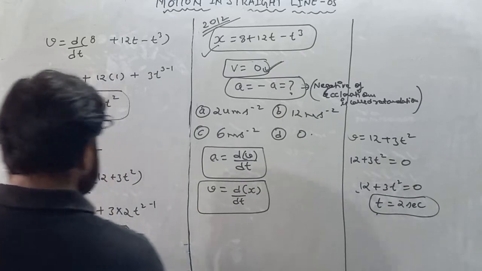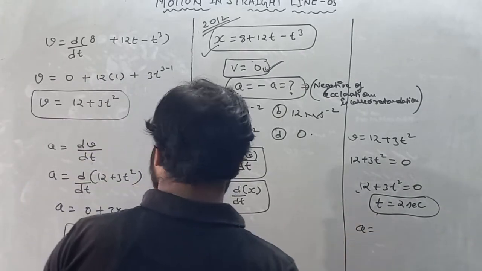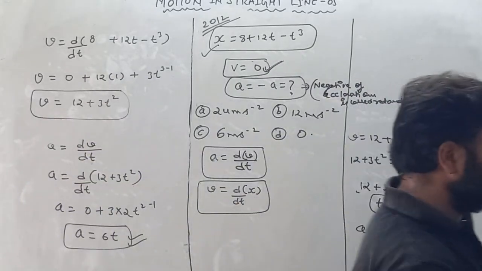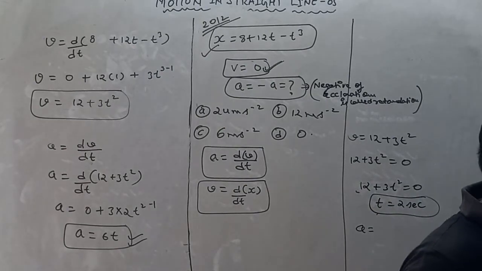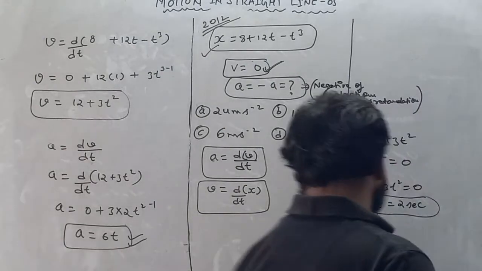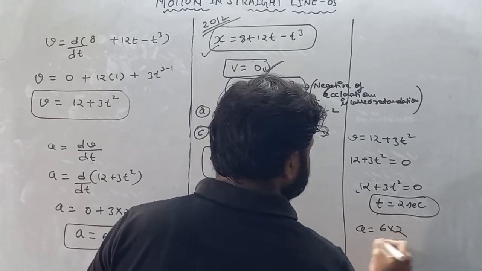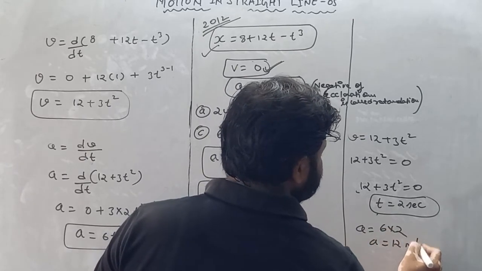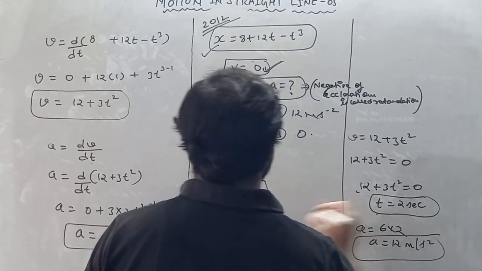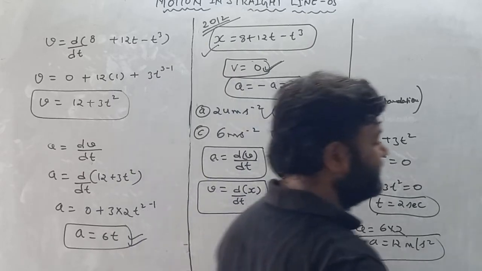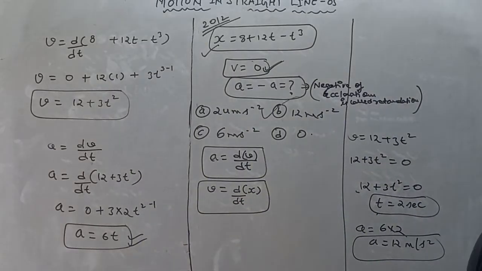Now put the value of t in the equation. So a is equal to 6 into t. The value of t is 2, so it is equal to 6 into 2. So it is 12 meter per second square. So the correct answer is B, that is 12 meter per second square. I hope you all are understanding these questions.